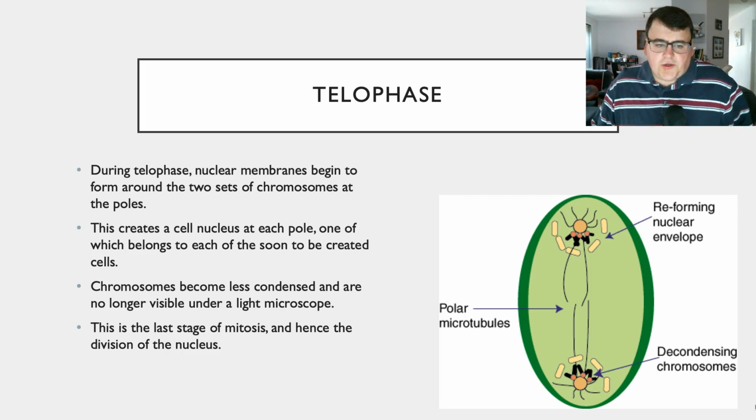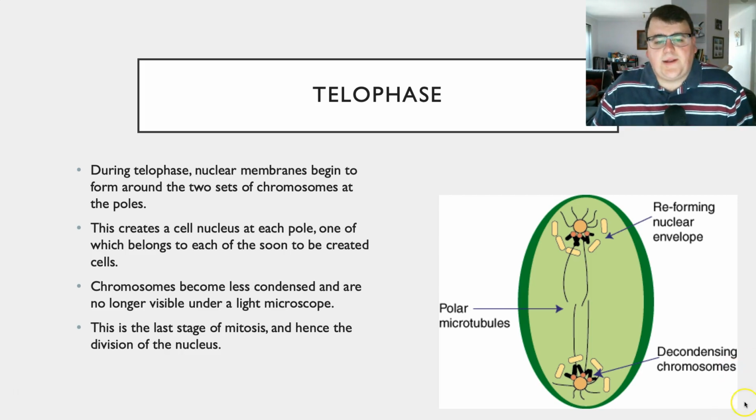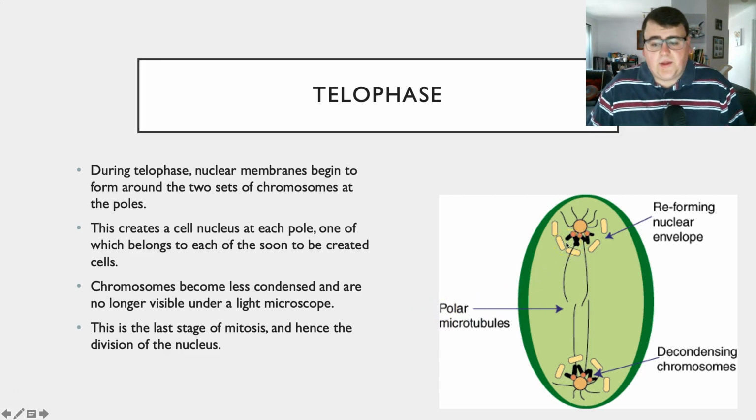Telophase. So during telophase, the nuclear membranes are beginning to form again, which we can see through these yellowish orange dots here. So we're starting to form again. And they're forming around the 2 sets of chromosomes which we've just separated. That creates a cell nucleus at each pole, one of which belongs to each of the soon-to-be created cells. The chromosomes become less condensed, so we're no longer able to see them under a light microscope.